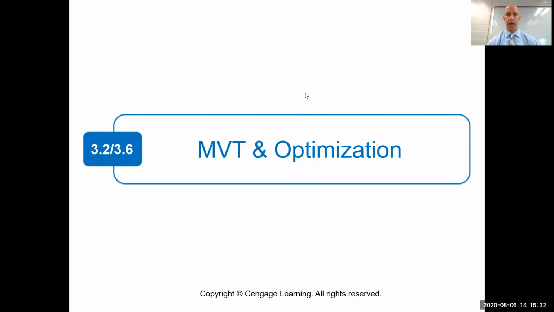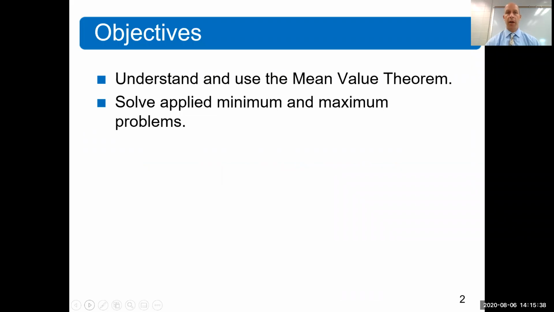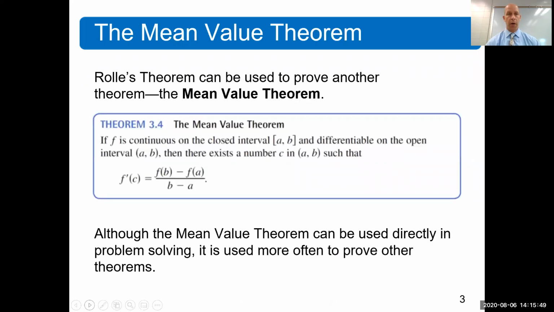All right, so MVT and optimization. Our objectives today are to be able to understand and use the mean value theorem and to be able to solve applied minimum and maximum problems. So the objectives are very light today. Let's just go ahead and get started.